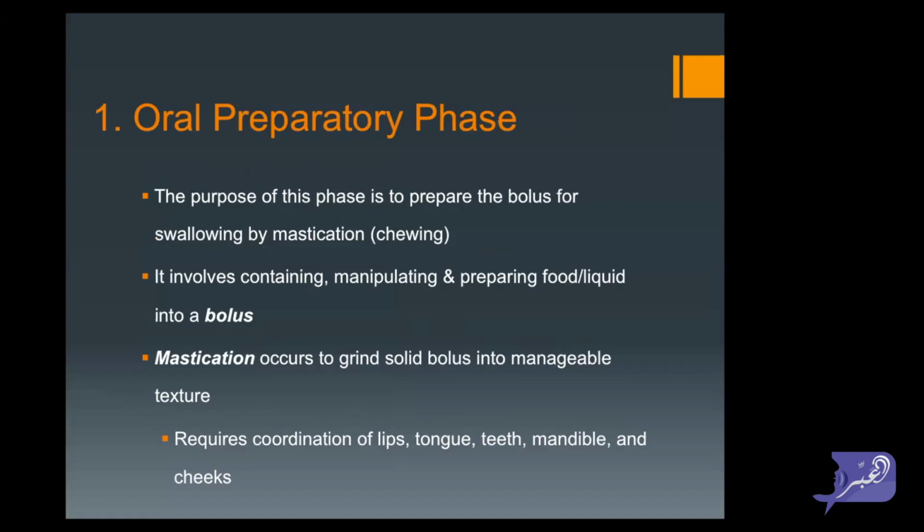Also, the purpose of this phase is to prepare the bolus for swallowing. It ends really when the bolus reaches the dorsum, or the top part, of the tongue. Okay, so here there's a bit of chewing, preparing the bolus to continue chewing and push it back. Mastication, I've defined here, occurs to grind the bolus into manageable texture. So mastication basically means chewing. Okay, so breaking it down and chewing.